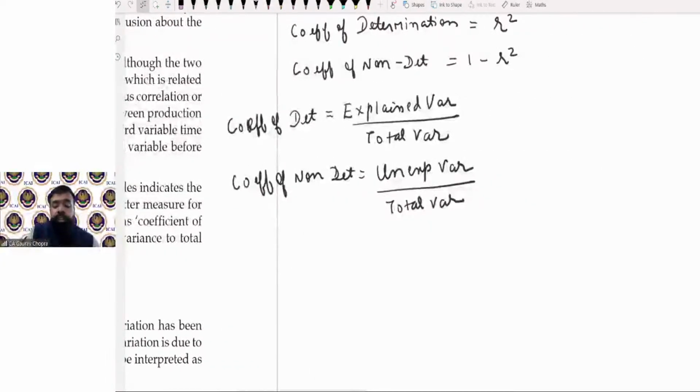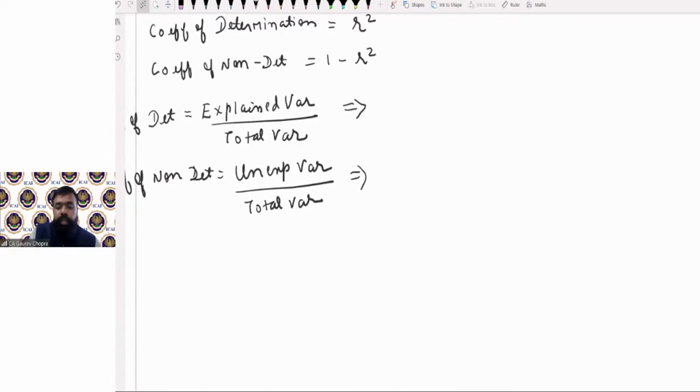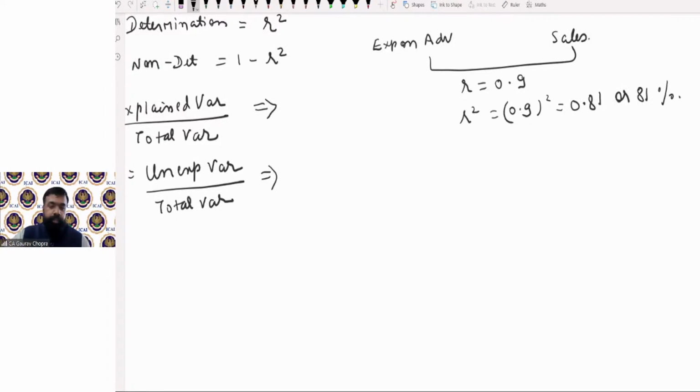So coefficient of determination का मतलब है कि हमें पता है वेरिएशन किस वजह से आ रहा है, और अनएक्सप्लेन का मतलब है हमें नहीं पता कि डेविएशन क्यों आ रहा है, किस वजह से आ रहा है. For example, if we see expenditure on advertisement and sales, these are the two variables, and for this correlation coefficient is given 0.9, right? Now if we calculate coefficient of determination, so square of 0.9, it will become 0.81, or if you write in percentage, it will become 81%.